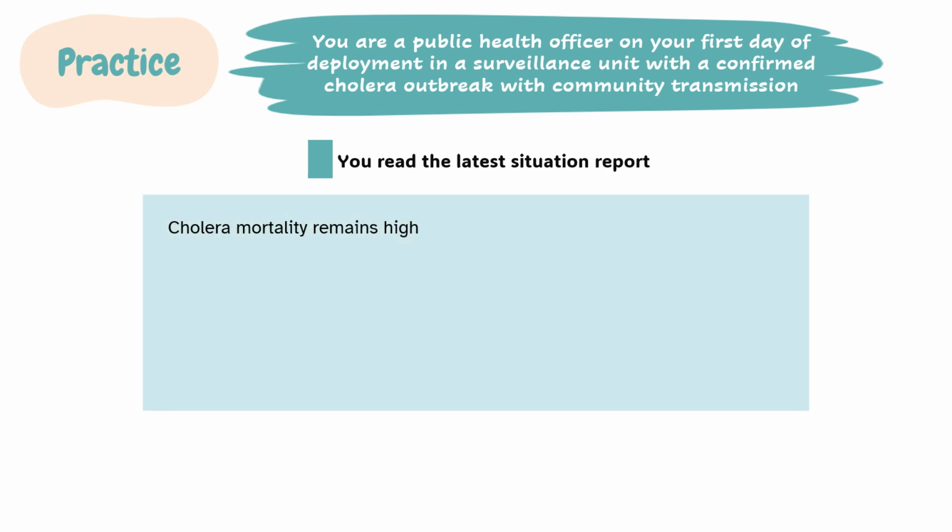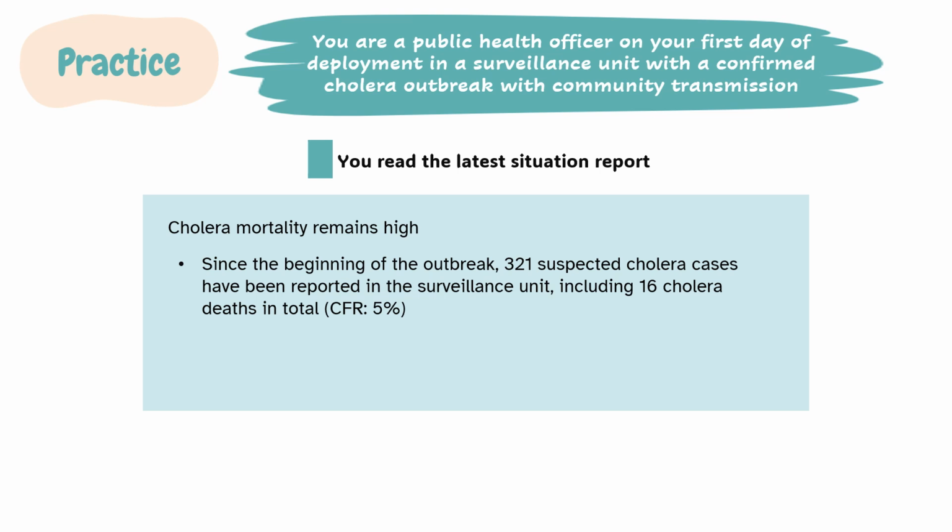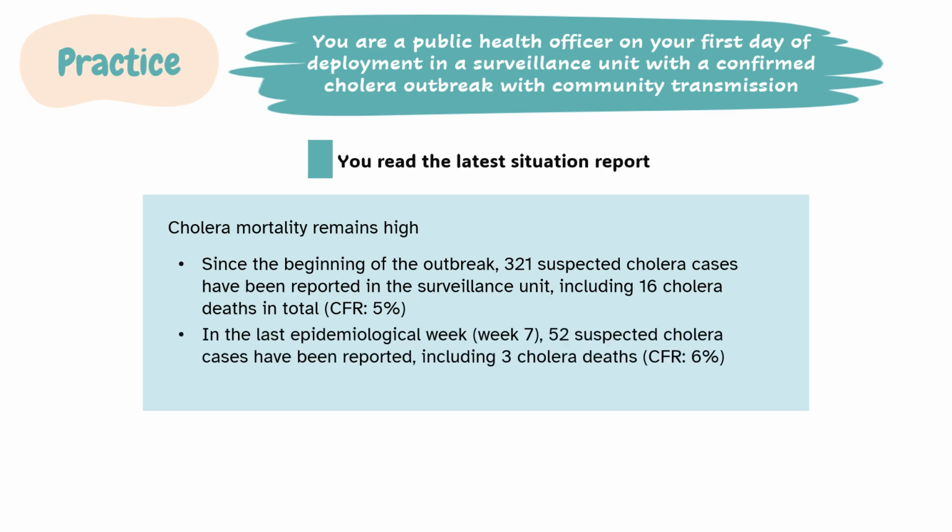Regarding mortality, the report states that it remains high. Since the beginning of the outbreak, 321 suspected cholera cases have been reported in the surveillance unit, including 16 cholera deaths in total, CFR 5%. In the last epidemiological week, week 7, 52 suspected cholera cases have been reported, including 3 cholera deaths, CFR 6%. According to the report, improving the quality of care is a priority for follow-up.